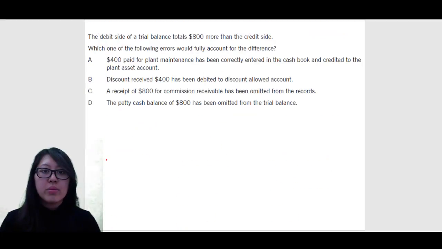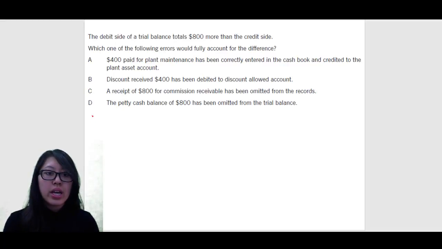The debit side of a trial balance totals $800 more than the credit side. Which one of the following errors would fully account for the difference? Well, to answer this question, I would just be making the double entries of the errors, okay? Because they're asking which of these errors, A, B, C, or D, would cause the debit side of the trial balance to be $800 more than the credit side. So let's try A. What happens in A?